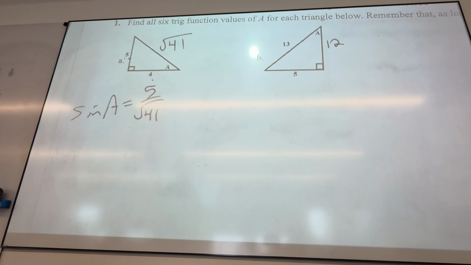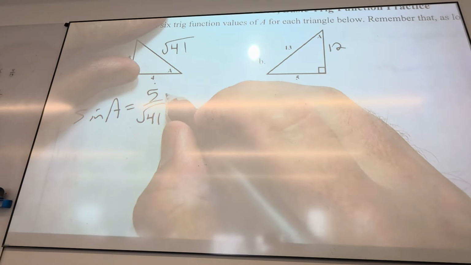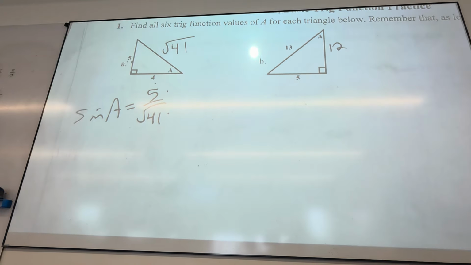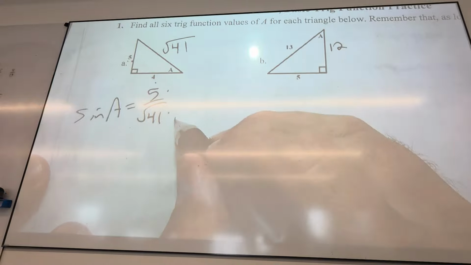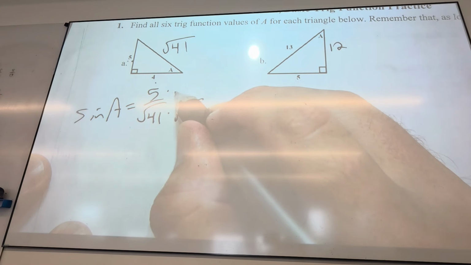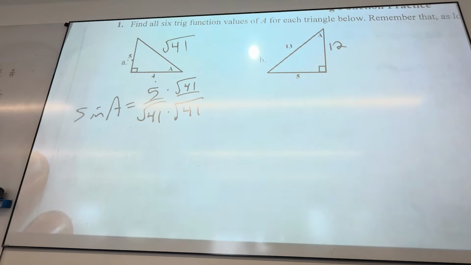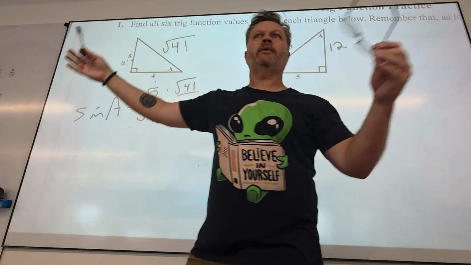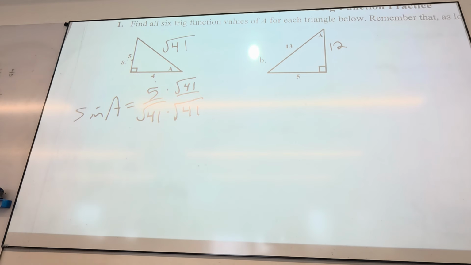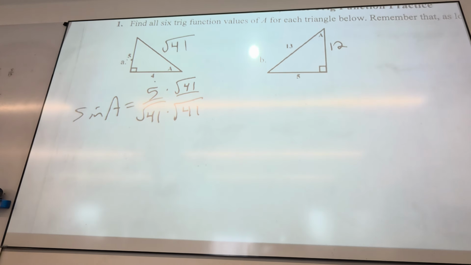So, watch this. I'm allowed to multiply or divide top and bottom. I multiplied by another square root of 41. Why is that legal? Because what did I just multiply by? 1. So of course it's legal. I can multiply whatever I want by 1. Yes? But what happens on the bottom?